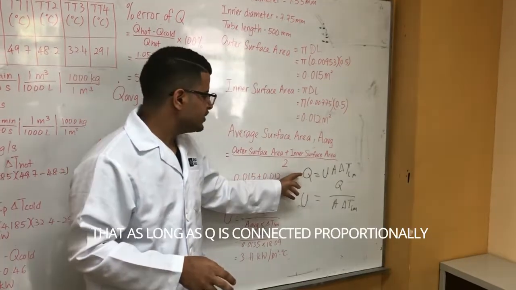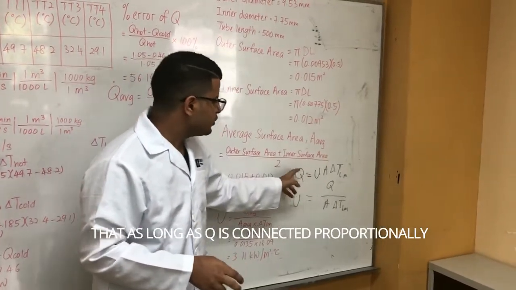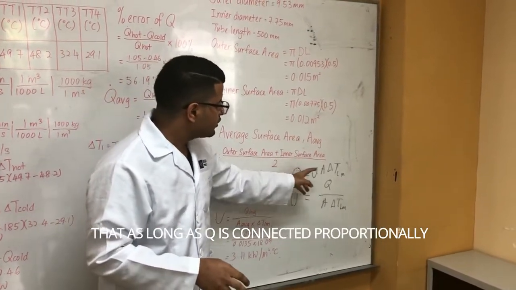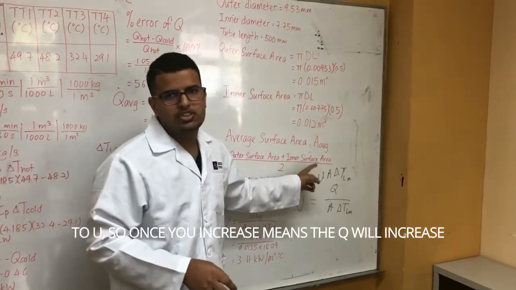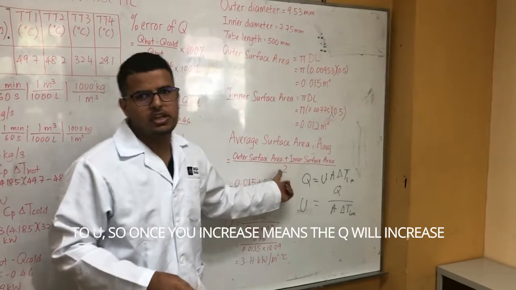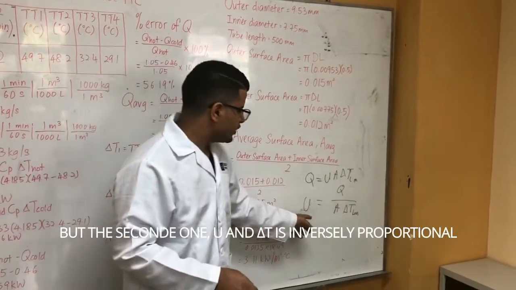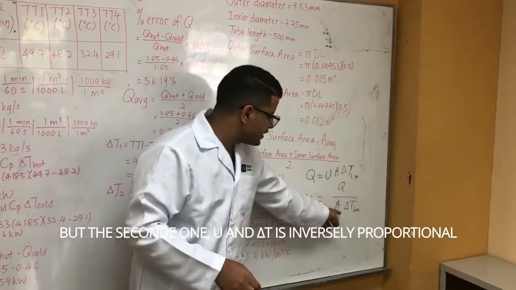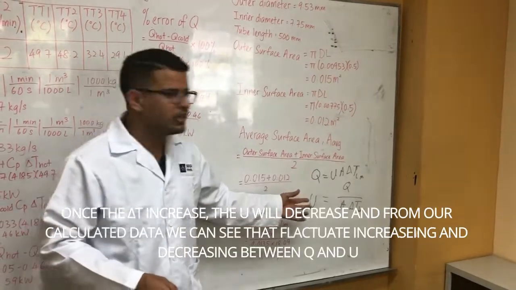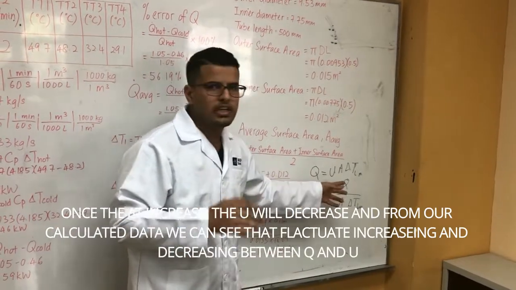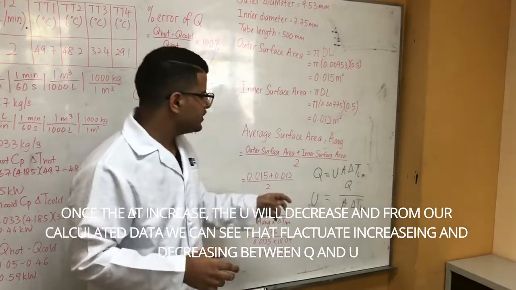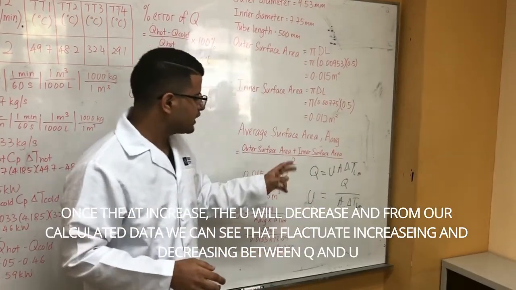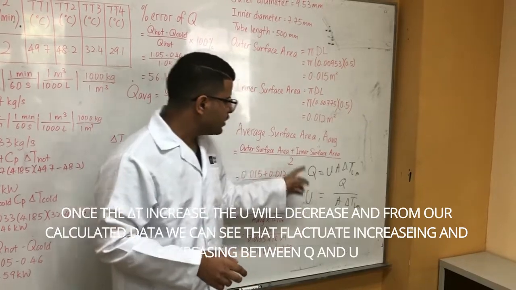In the first one, we can see that Q is directly proportional to U, so once U increases, it means Q will increase. But in the second one, we can see that U and delta T are inversely proportional. So once delta T increases, U will decrease. And from our calculated data, we can see that it is fluctuating, increasing and decreasing, between U and Q.